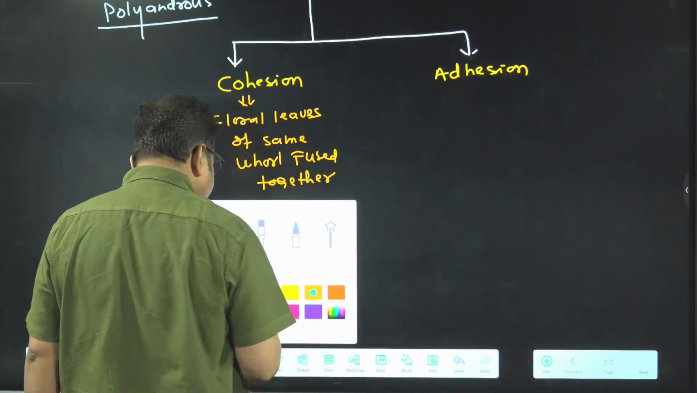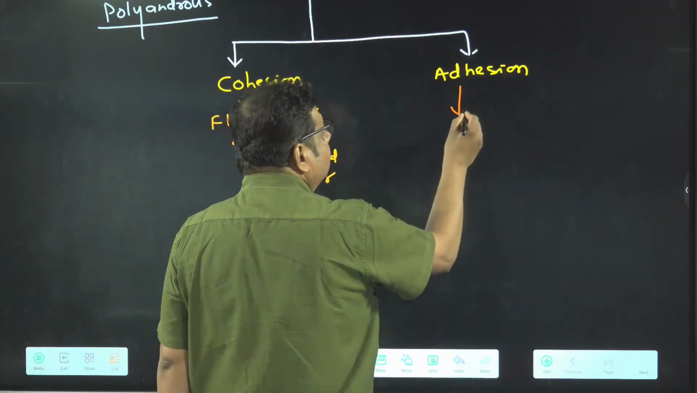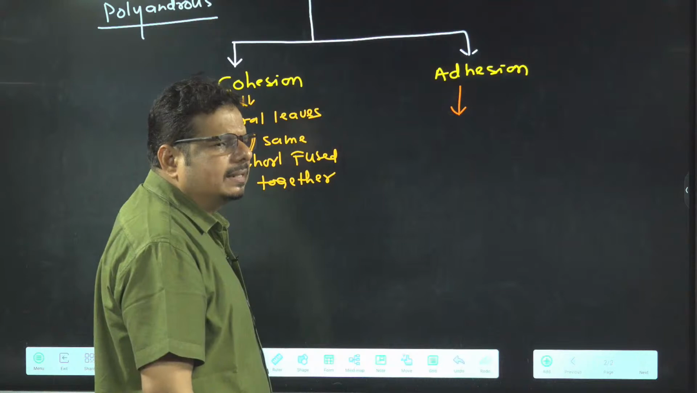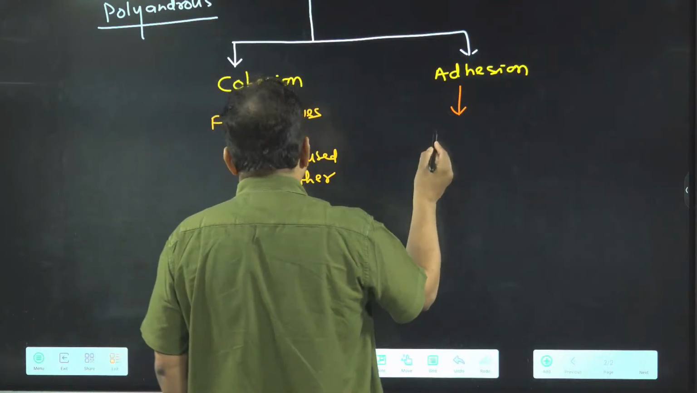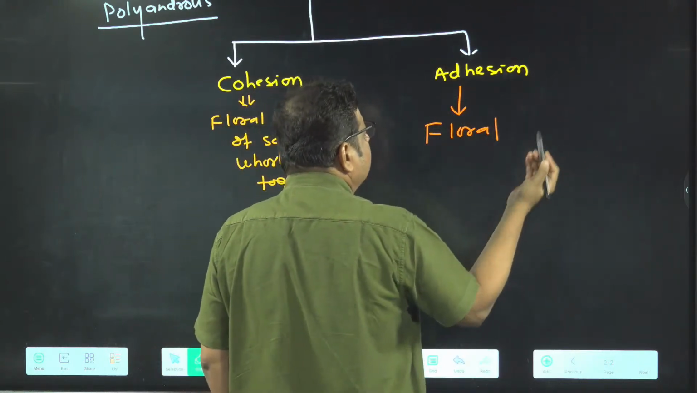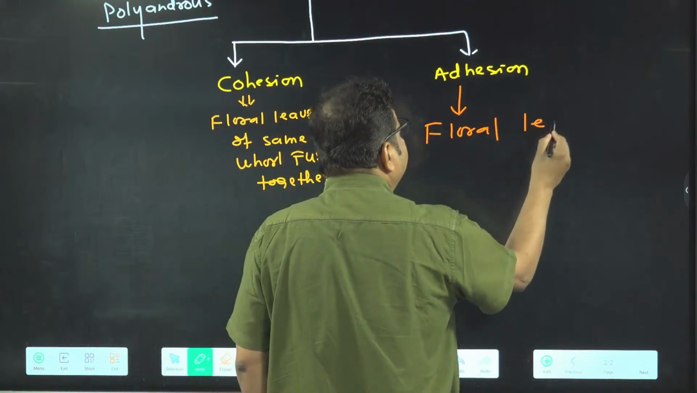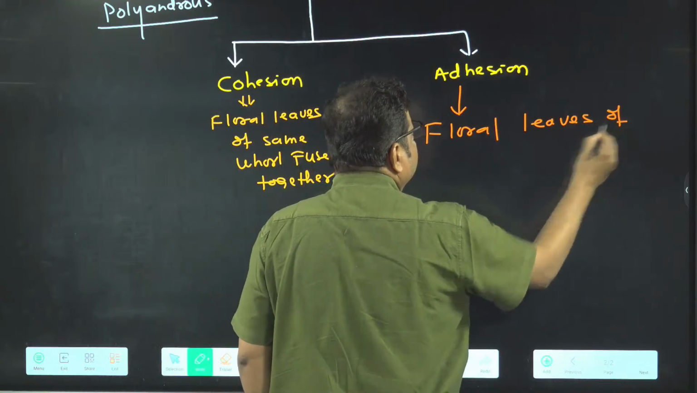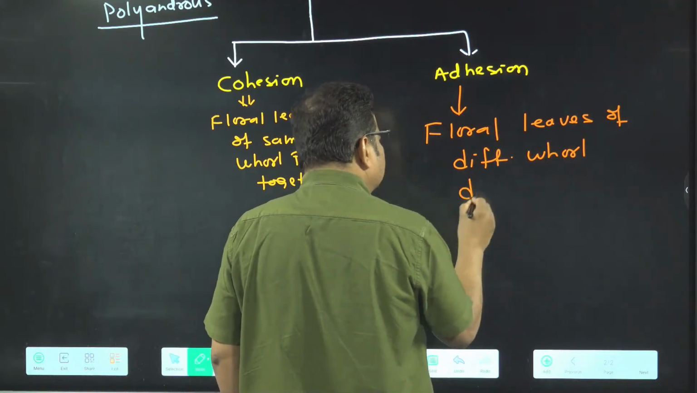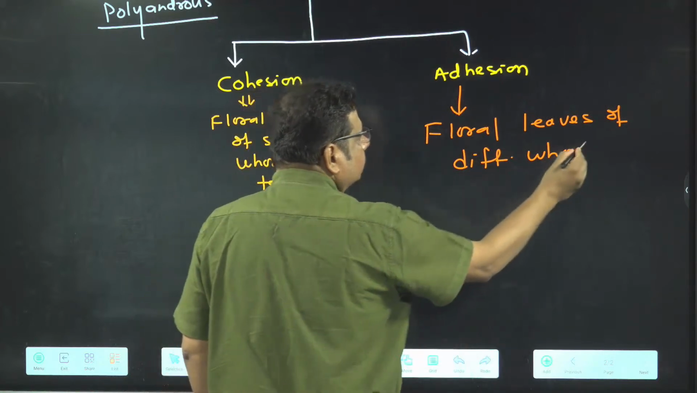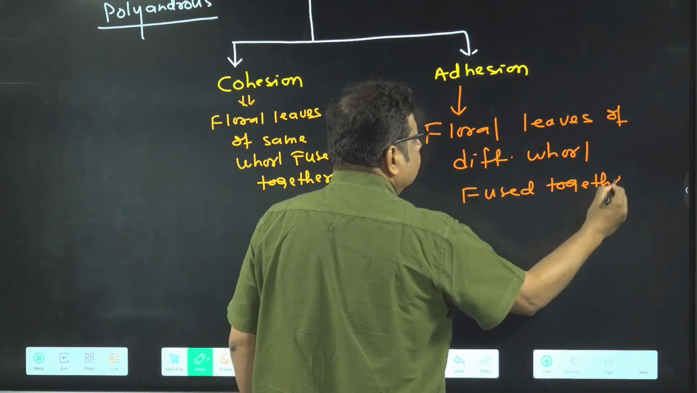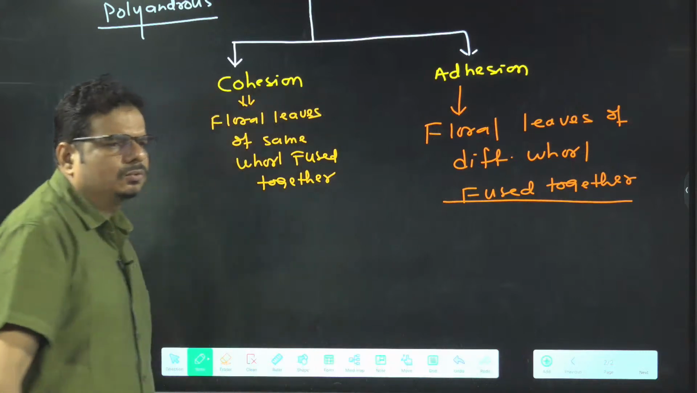What happens in the case of adhesion? Suppose that a petal fuses with a sepal, or a stamen fuses with a petal, these are all called what basically? Adhesion. Petal, sepal are what basically? Floral leaf. Stamen are what basically? Floral leaf. So floral leaves of different whorls fused together is called adhesion.